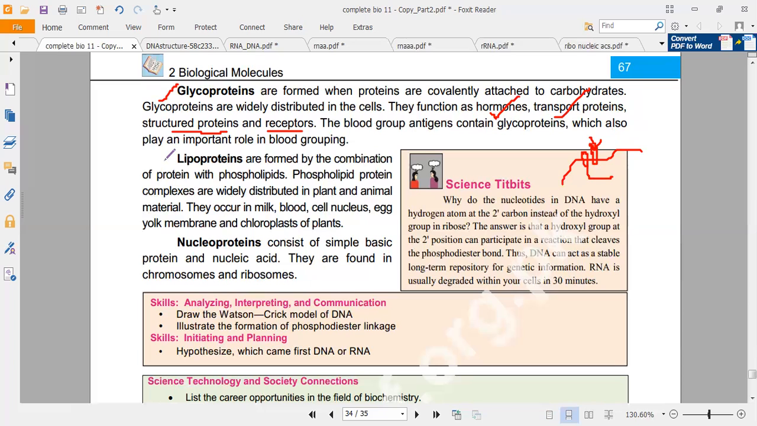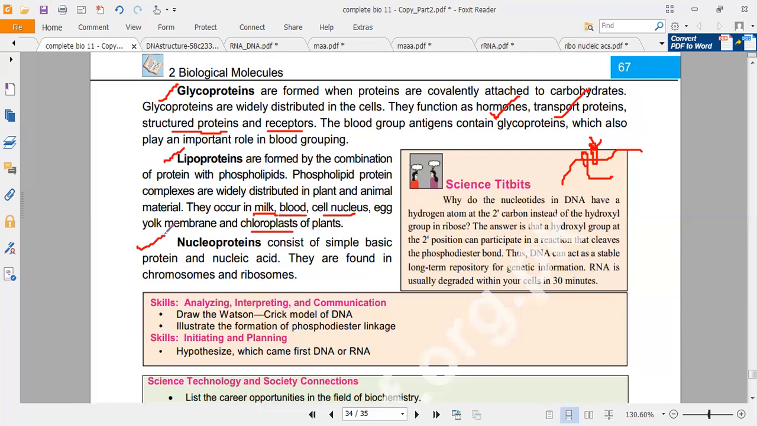Okay, so let's talk about lipoprotein. It means a combination of protein and phospholipids. These phospholipid-protein complexes are widely distributed in plant and animal materials. Like in milk, we have lipoprotein, and in blood cells and the nucleus as well, and egg yolk, and the albumin membrane because that is rich in energy as well, and the chloroplast of plants.